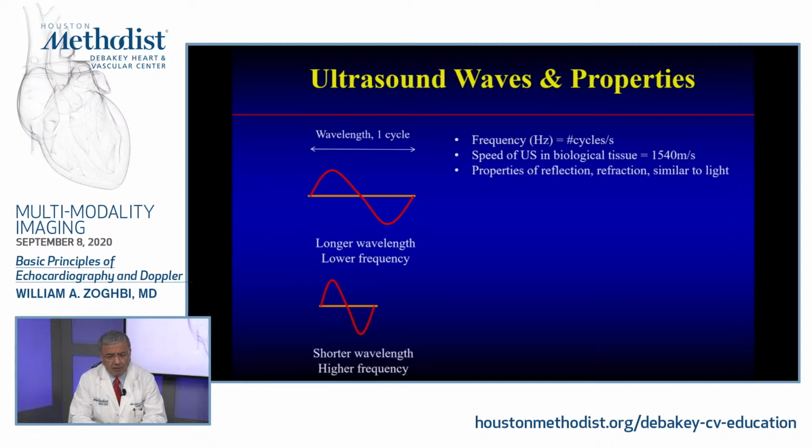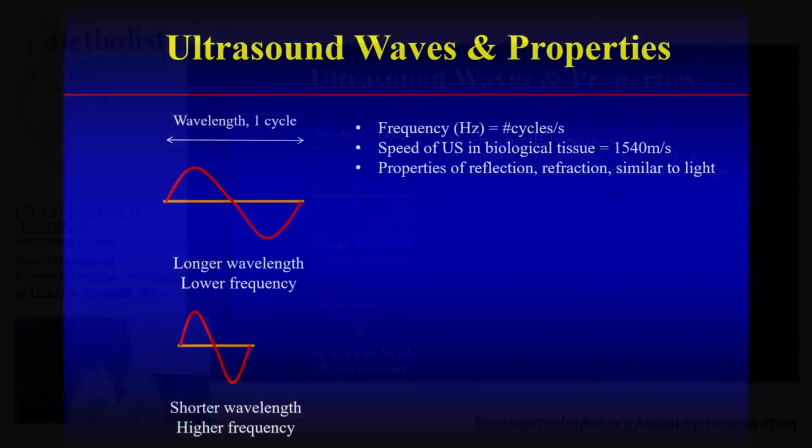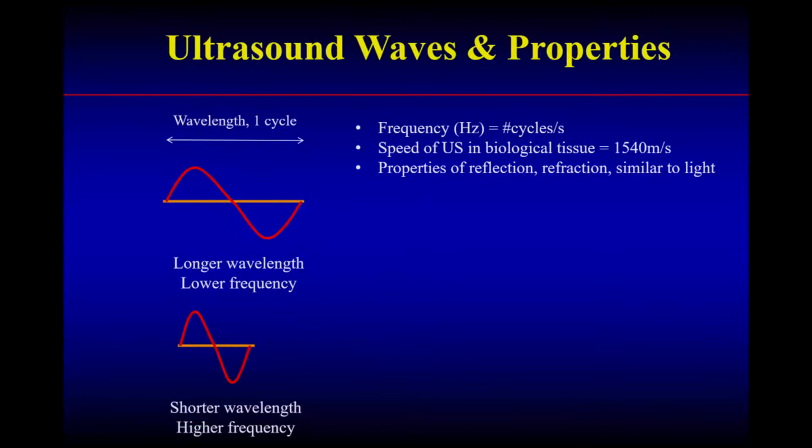So in ultrasound, you have to think about the wavelength, and the frequency is the number of cycles per second. The longer the wavelength, obviously, the lower the frequency. The shorter, the higher the frequency. Remember the speed of ultrasound in biological tissue, 1540 meters per second, and that's how we calculate the depth of a particular object that we image. And properties of reflection and refraction are similar to light.